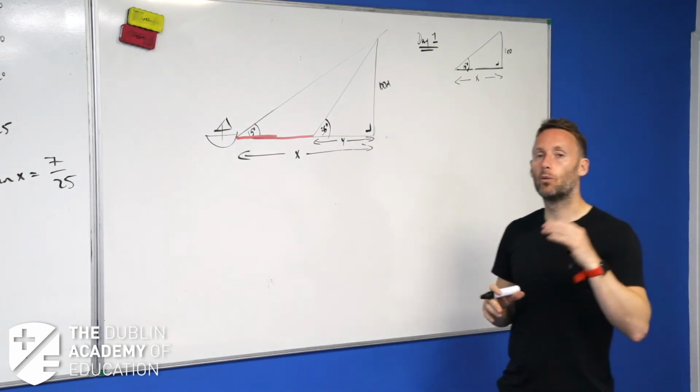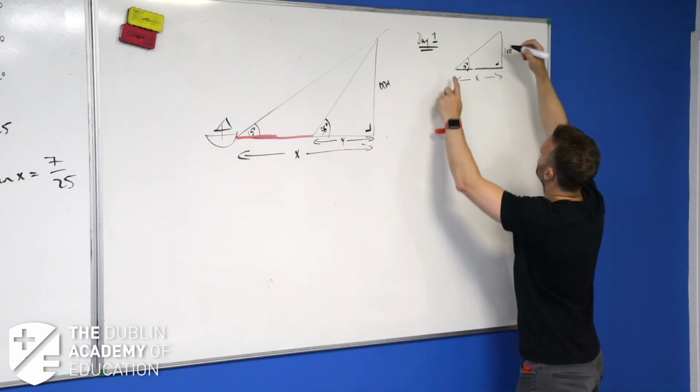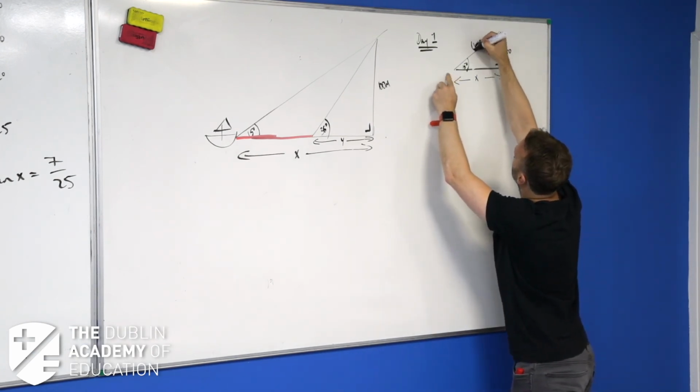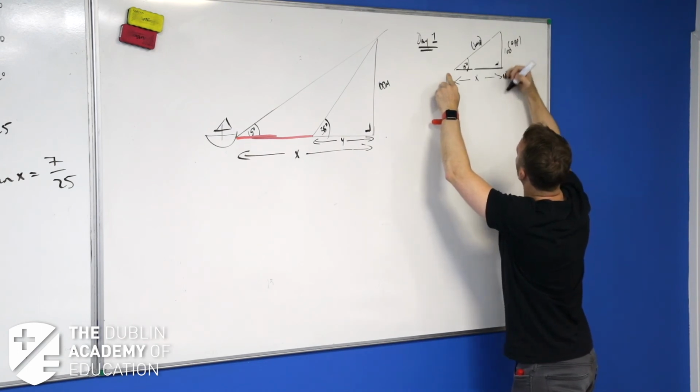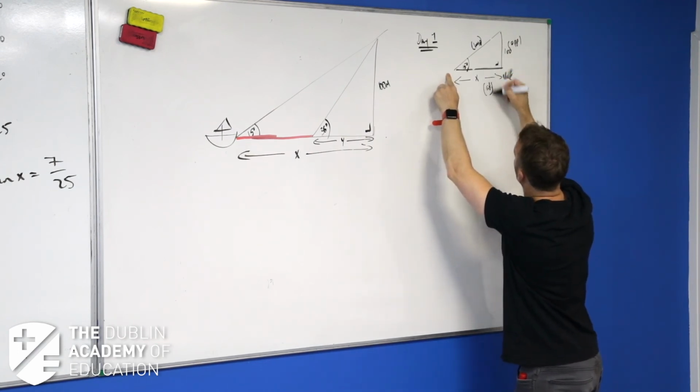What do we do in order to use sin cos tan? What's the first thing that we do? We always label our sides. This here is the hypotenuse, this here is the opposite, and this here is the adjacent.